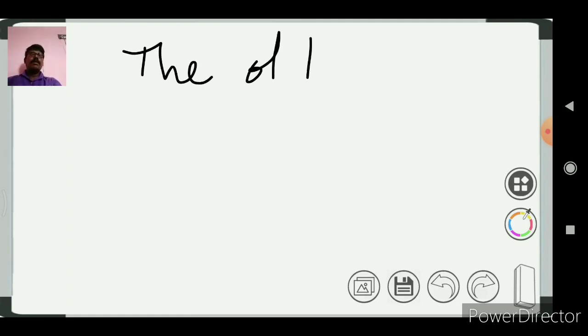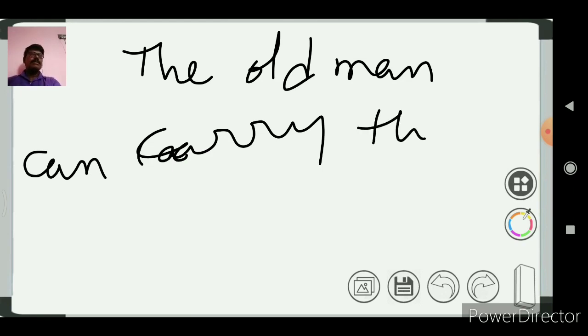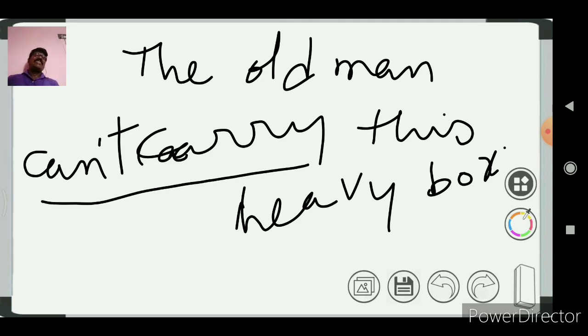The old man can carry this heavy box. Heavy box. Cannot. We shall write it as cannot. The old man cannot carry this heavy box. Right. What is the verb here? Cannot carry. Exactly. The old man can't carry this heavy box.